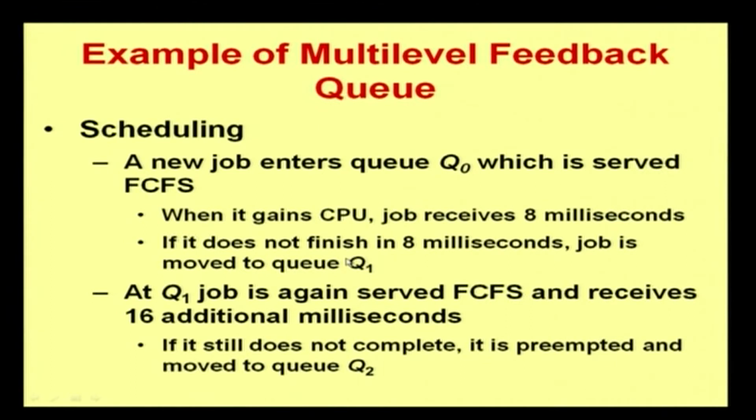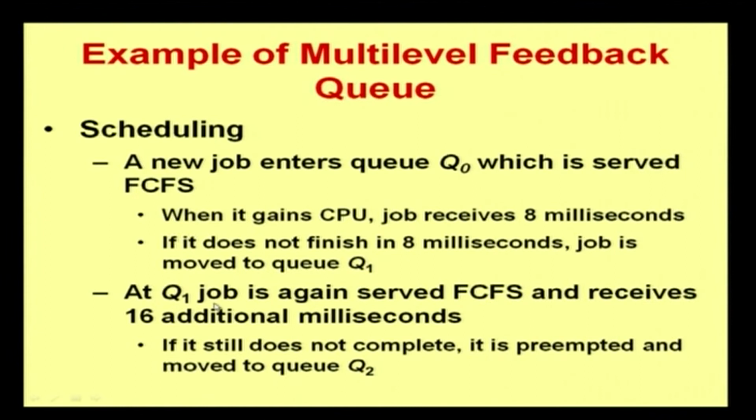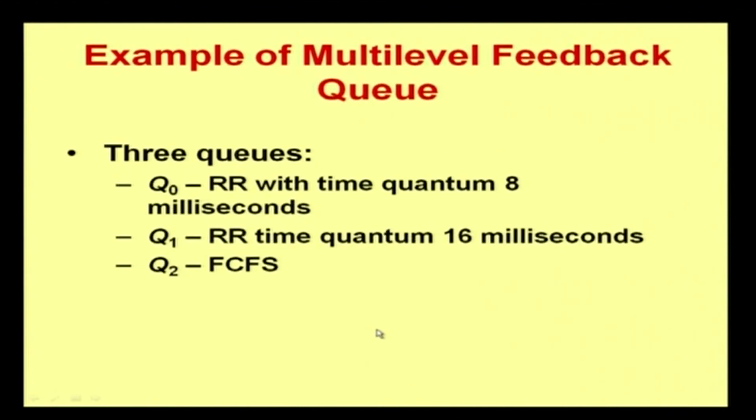That is called a quantum time. So if it is not able to get completed, it will move after all the other processes. So that is called a quantum time. Then at Q1, this job is again served with FCFS and receives 16 additional milliseconds. In this problem, Q0 has only 8 quantum milliseconds, whereas Q1 has 16 quantum milliseconds.